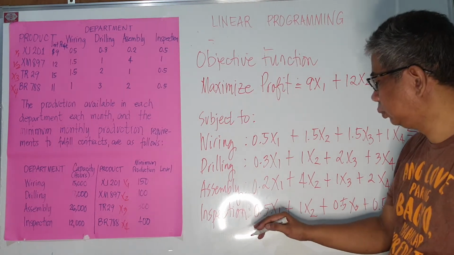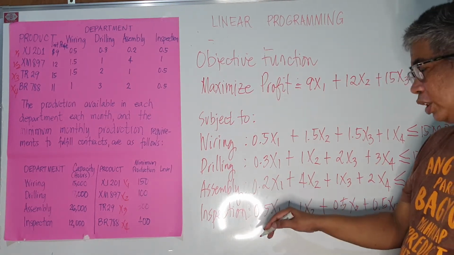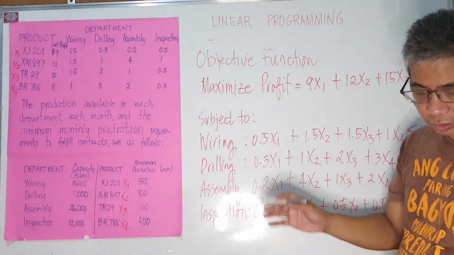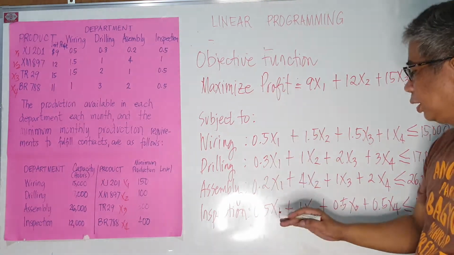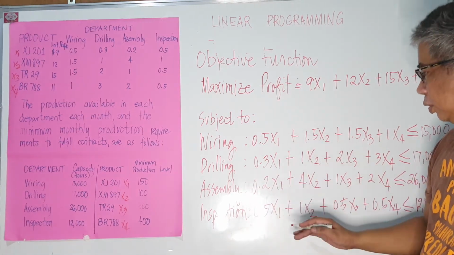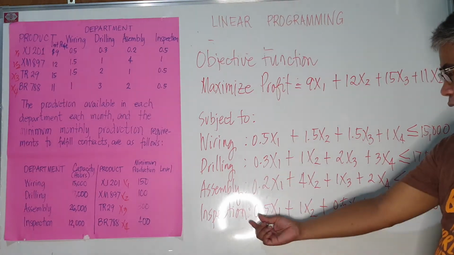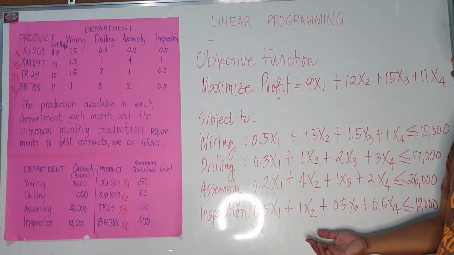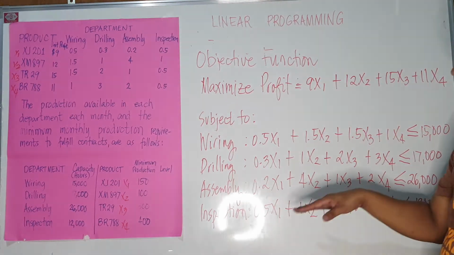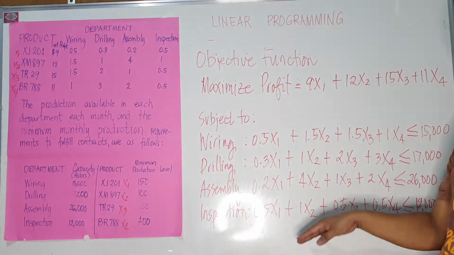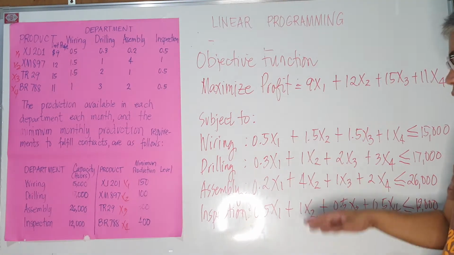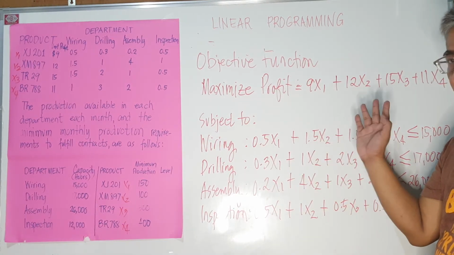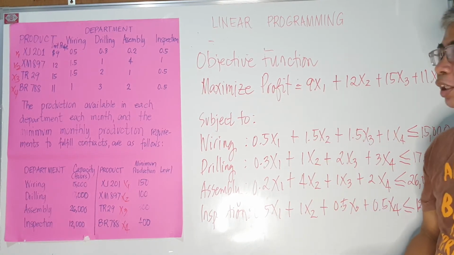So, number of units produced for x1 times 0.5 hours per unit of x1. So, yun ang ibig sabihin ng term na to. Okay? So, ganun din. Kasi, lahat nga ng produkto dadaan sa inspection, dadaan sa assembly, dadaan sa drilling, at dadaan sa wiring. Okay? That's just one of the constraints. Meron pa tayong additional constraint.